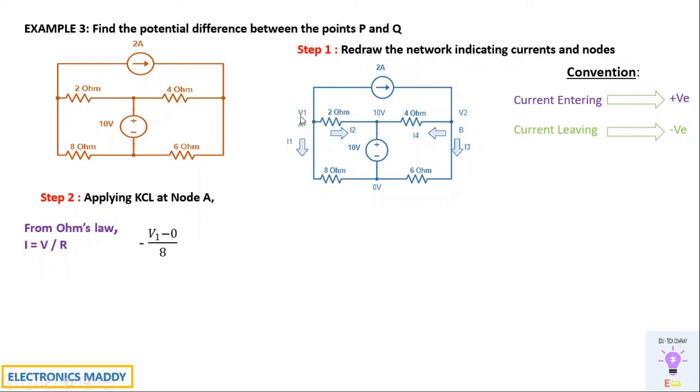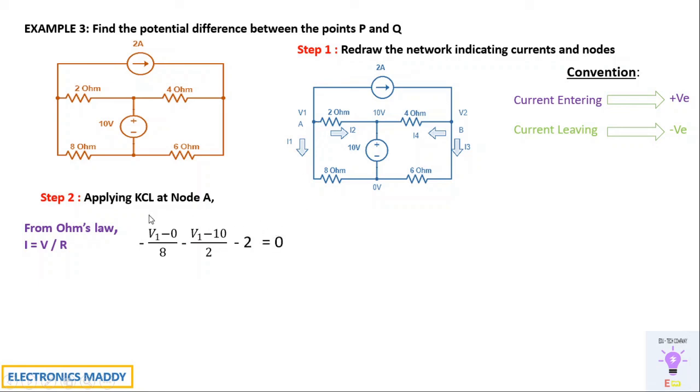We can write I1 as V1 minus 0 volt. It's minus because the current is leaving. So write minus (V1 minus 0 volt) divided by the resistance value, that is 8 ohm. Next, there is the current called I2. We will write it as (V1 minus 10 volt) whole divided by 2. The resistor value is 2 ohms here. Similarly, there is a current leaving, that is 2 amps at node A. We'll write minus 2 is equal to 0.